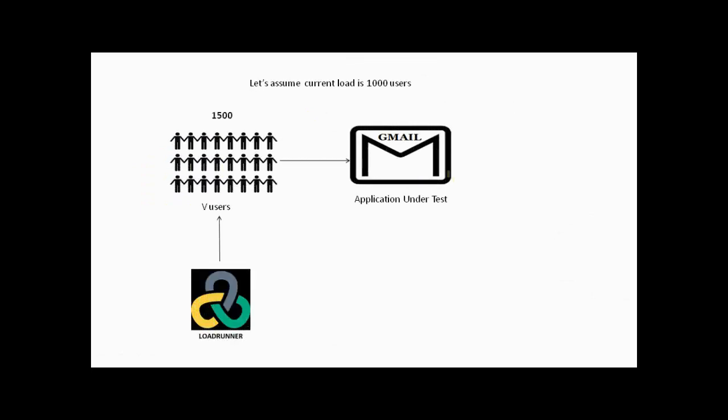Similarly, for our Gmail application, the current load is 1000, but you are testing with 1500 people, because 1500 is the load that will happen sometime in the future, not now. Under these 1500 concurrent virtual users, you will check whether the Gmail application is fast enough or not.